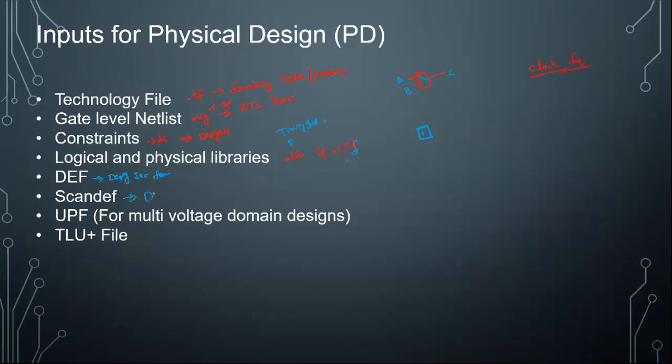So we'll get this scan def from the DFT team, design for testability. After fabrication we have to test and then package, right? If we want to test, we should have some testability logic, so for that we will insert the scan def. Scan def contains the flops, this type of flops, such flop chains. It will be like this, like this, like this.